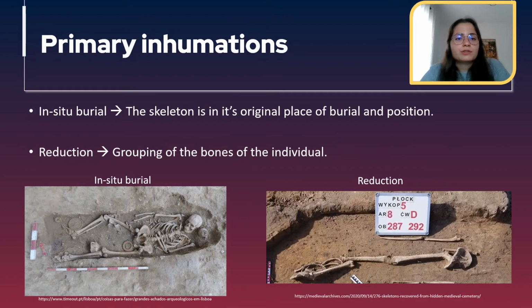Within the primary inhumation, there can be 4 different situations. The first is the in situ burials, and these are the easiest ones to identify. In this type of burial, the skeleton is in its original place and position, as you can see here with this individual. You can see that all the skeleton is in articulation, which means that the bones that are supposed to articulate are in the right position. For example, if you look at the bones of the legs, they are articulating correctly.